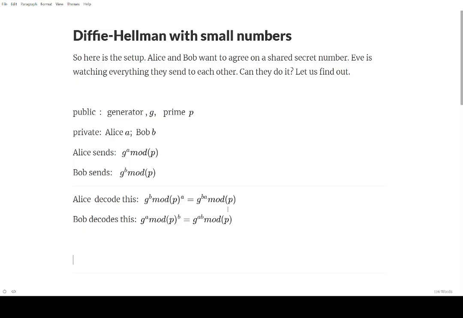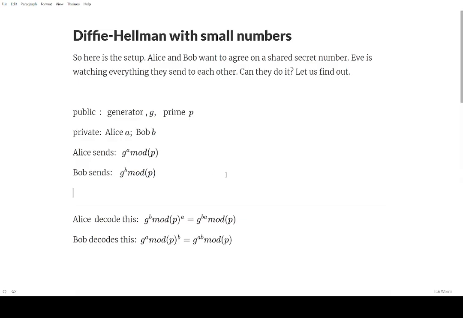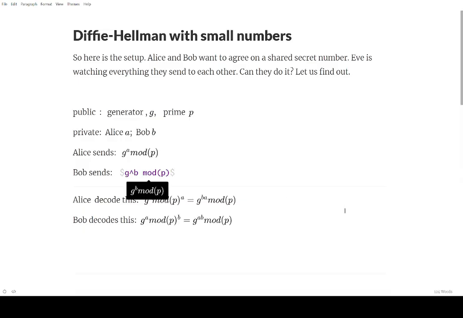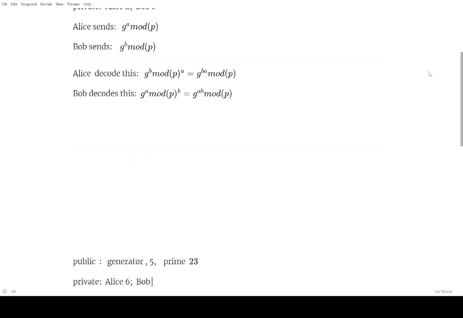Eve can't see these numbers. She can see this number, she can see this number, she can see this, but she can't see what happens if she raises this to the B. She doesn't have B. She can't see what happens if you raise this to the A. She doesn't have A. So Eve has no way of decoding it. So that's that. Now let's just do this quickly with numbers.